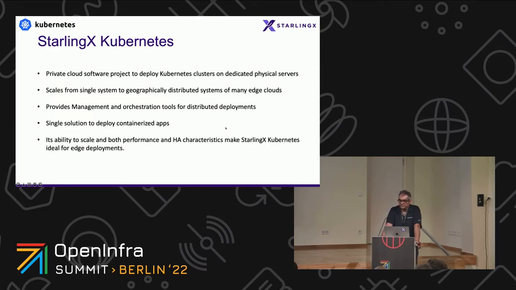First of all, what is the StarlingX Kubernetes project? It's a private cloud software project that deploys Kubernetes across dedicated servers distributed across geographic locations. It scales from a single server, a simplex model, to a distributed cloud architecture that also includes duplex systems at remote locations, along with storage and worker nodes. It provides you with management and orchestration tools for distributed deployments and is de facto a single solution that scales very well. That, along with its characteristics and performance and HA, make it very well suited for distributed and cloud deployments as well as edge deployments.